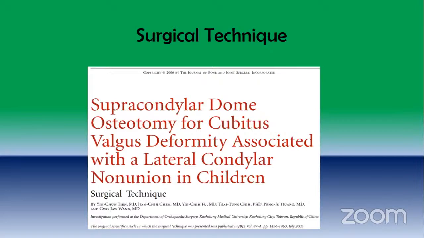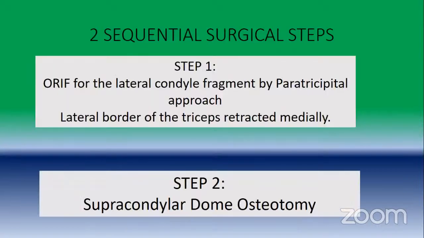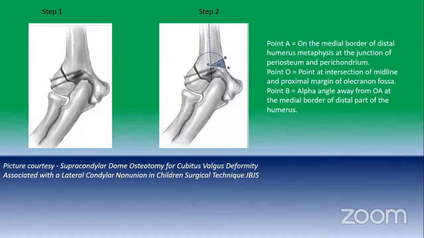And to address the deformity, this paper very well describes the supracondylar dome osteotomy along with addressing the non-union, where modified ORIF of the lateral condyle by a paratricipital approach is described, and the supracondylar dome osteotomy with this figure describing the calculation of the dome, where the center is at the intersection of the middle and proximal fragment just above the olecranon fossa, and the arc is calculated by the point where the perichondrium and the periosteum meet.